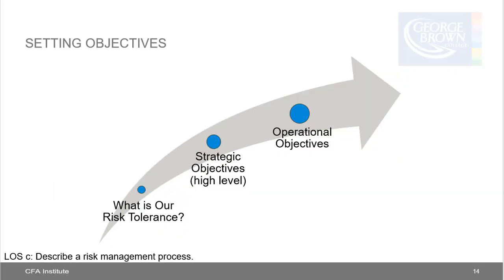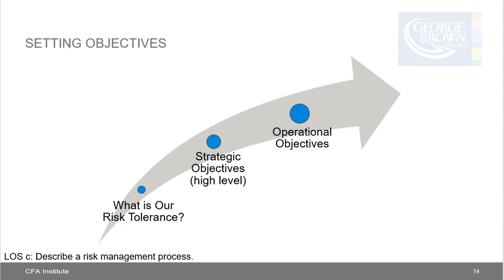So we're going to look in more detail at the first step, setting objectives. Setting objectives is an important part of risk management, and it enables management to identify potential events that could affect the realization of those objectives. An important element in the setting of objectives is the company's risk tolerance, which is the level of risk that the company is able and willing to take on.